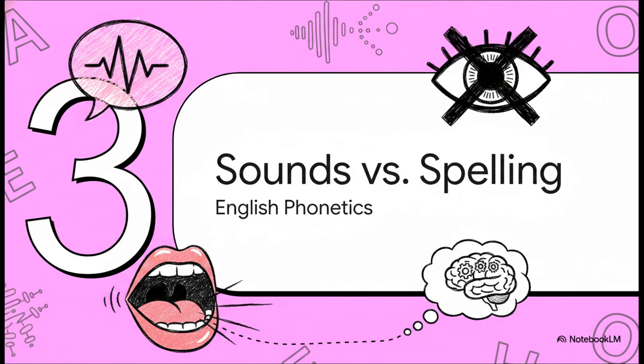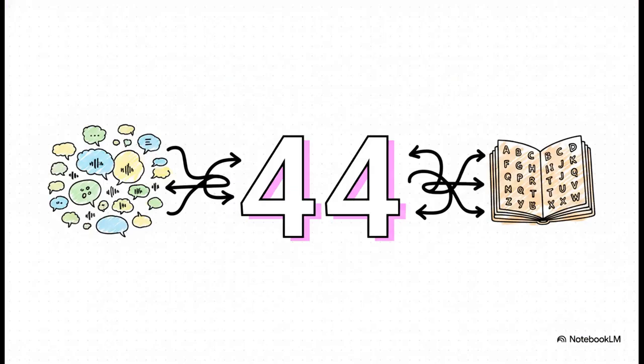All right, let's shift gears to Section 3, phonetics. This is all about sounds versus spelling. Now, I have to warn you right now, do not trust your eyes when you're studying the English sound system. Since we are focusing strictly on the spoken word, you have to completely divorce your mind from the written alphabet. Written English is famously, notoriously unreliable for pronunciation.